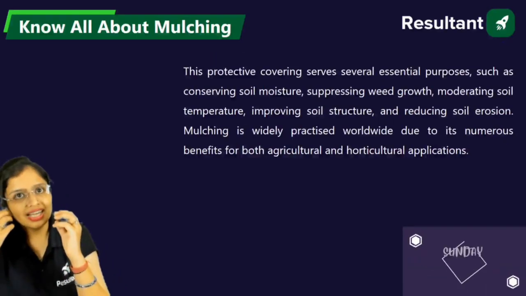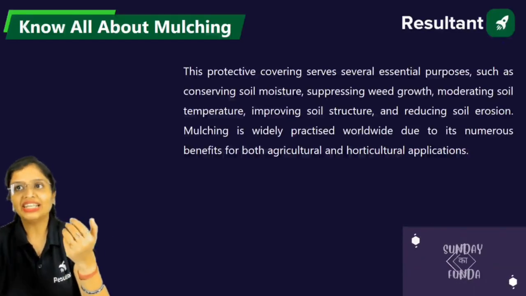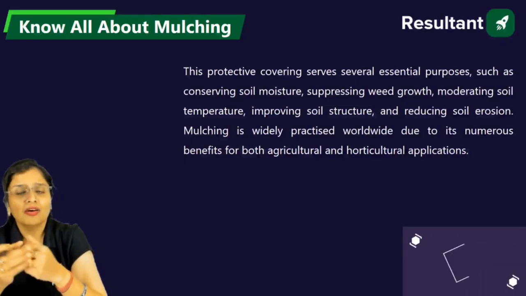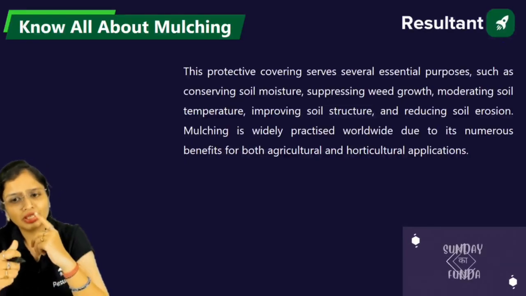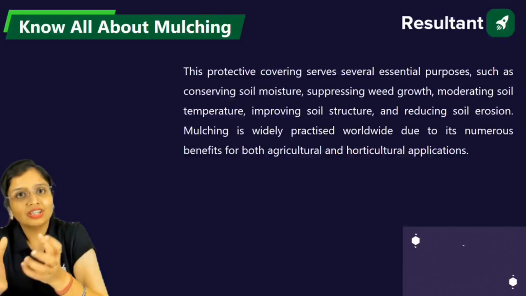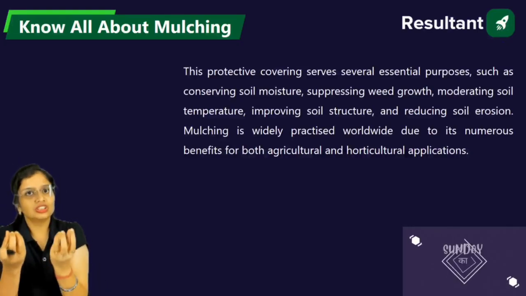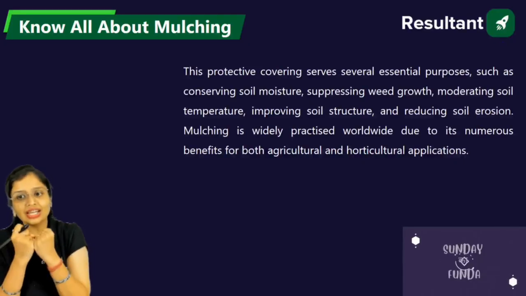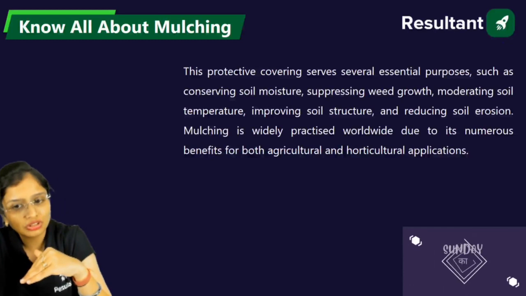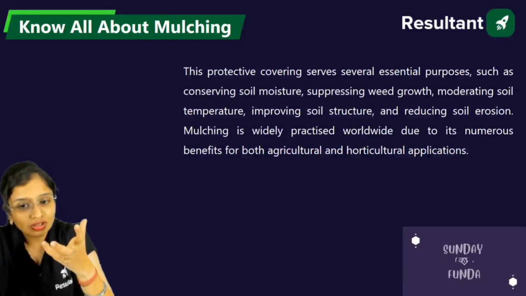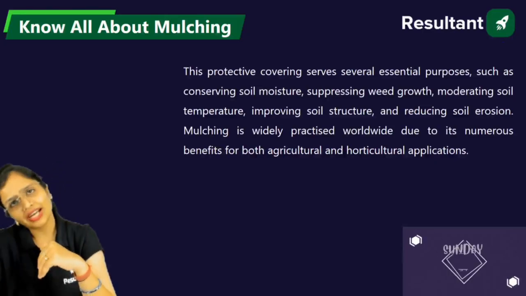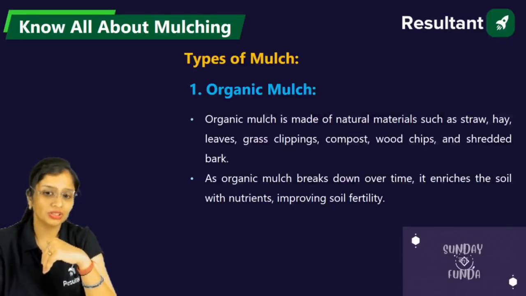Talking about it, ma'am, why do you have to do an additional thing of providing a protective covering? Is there any benefit of it? Yes. Firstly, the cover, as I told you, you can use any type of covering. The purpose is that it will conserve the moisture, the water present in the soil. It will also prevent fluctuations of the temperature. The structure of the soil will improve, and it has numerous benefits. You use it for agricultural and horticultural purposes.